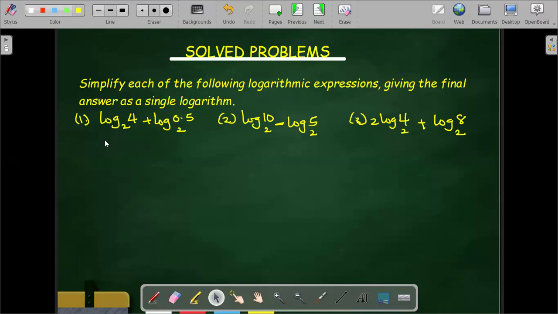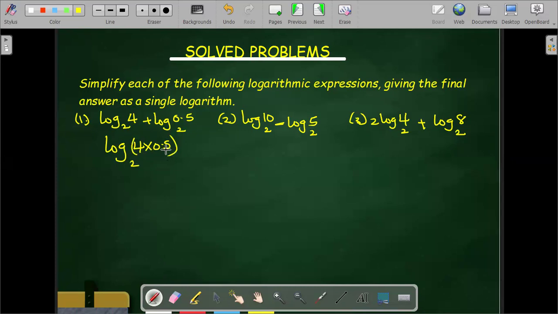logarithmic rules. The very first question we have here is the logarithm of 4 to base 2 plus the logarithm of 0.5 to base 2. How do we simplify this? We can use the first rule, which is the product rule. From here, we can rewrite this as the logarithm of 4 multiplied by 0.5 to base 2.